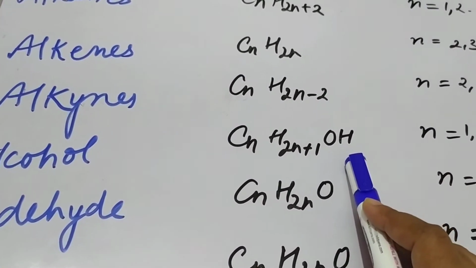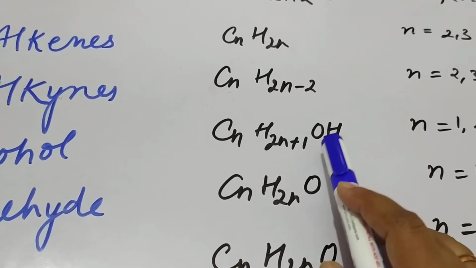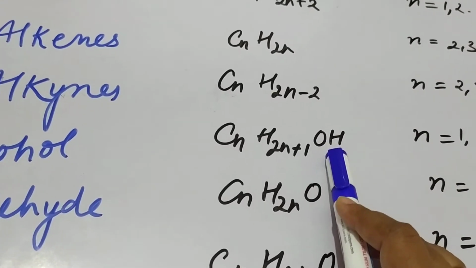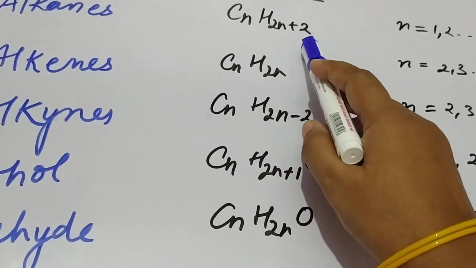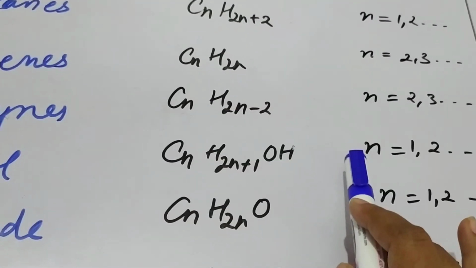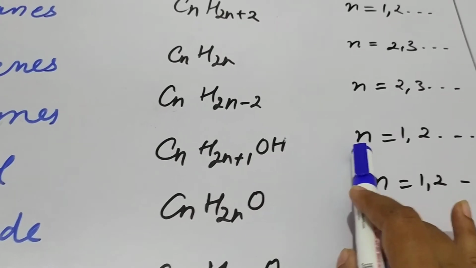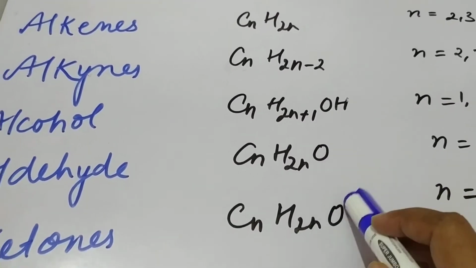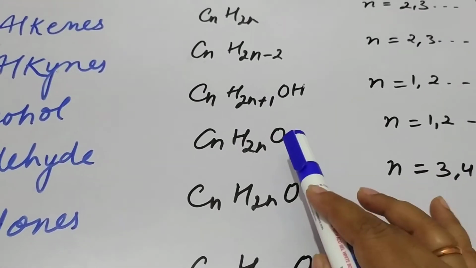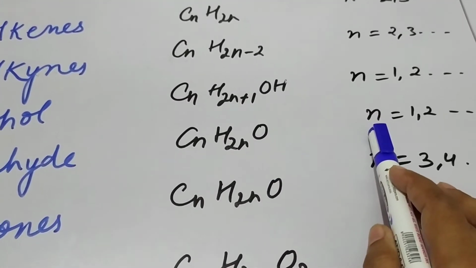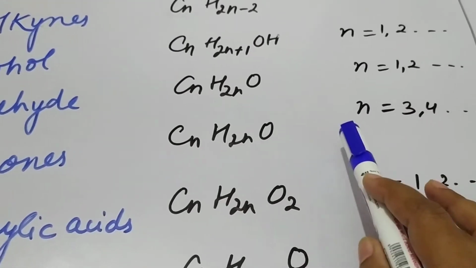Alcohol, general formula is CnH2n+1OH. Here 1 H is replaced by OH, and it is also called hydroxy derivatives of alkanes, because you can see only 1 H I have replaced with OH. Again the value of n starts from 1. Aldehyde and ketone both have the same general formula CnH2nO, but the value of n varies. Aldehyde value of n starts from 1 and ketone starts from 3.